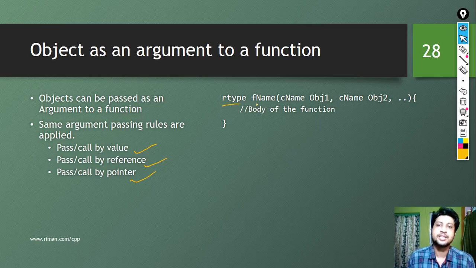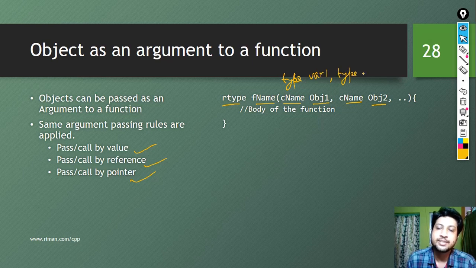So the return type, then the function name, and then the class name with the object. Initially it was data type var1, type var2, something like this, and so on. But if you want to pass an object as an argument, you have to mention the class name, which is the type of that particular object, and then the object name, and you can use the object as you want inside the body of that function. This is how you can pass an object as an argument to a function.